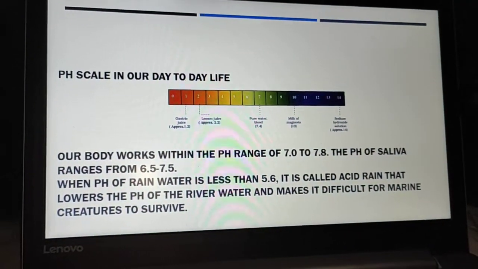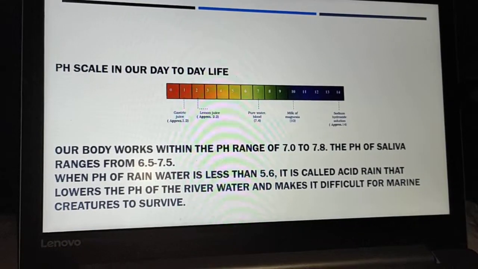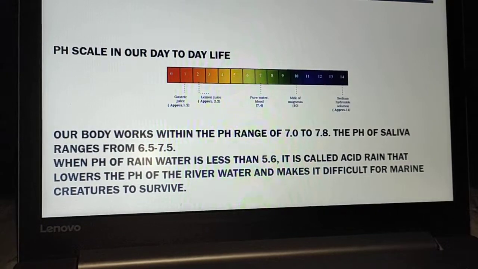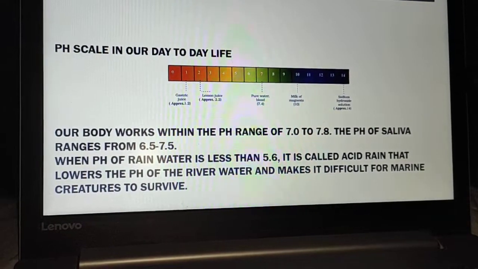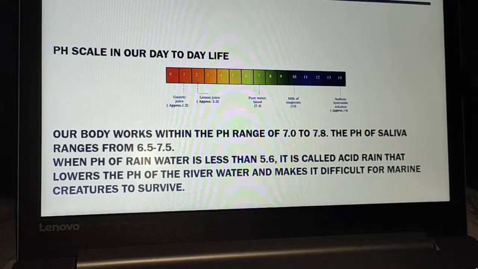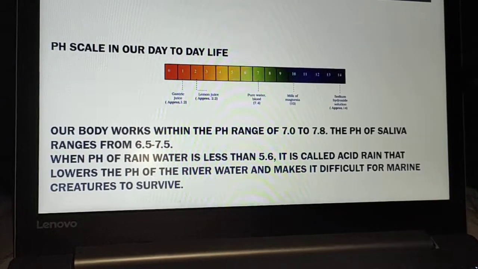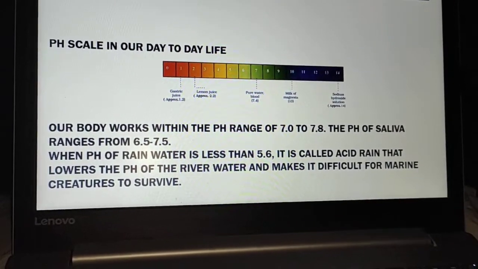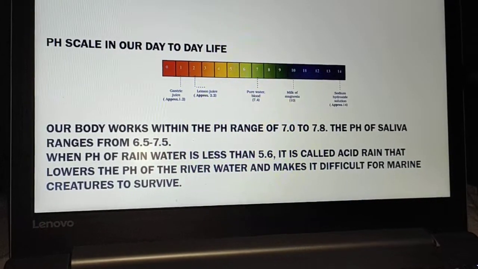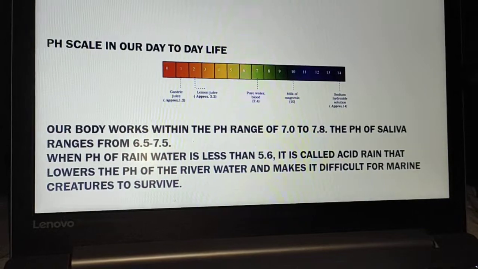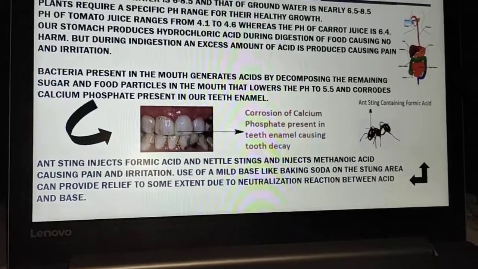So day-to-day life examples: our body works within the pH range of 7 to 7.8, and the pH of saliva is from 6.5 to 7.5. When the pH of rainwater is less than 5.6, that means some acid contents are there. It is called the acid rain. That lowers the pH of the river water and makes it difficult for the marine creatures to survive.